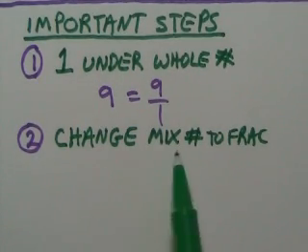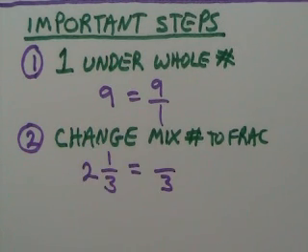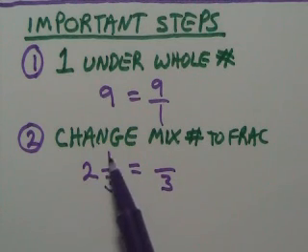Step 2 is always change mixed numbers to fractions. Change mixed numbers into fractions. So for example, if you have 2 1/3, that's the same thing as, let's see, 3 times 2 is 6, plus 1 is 7.